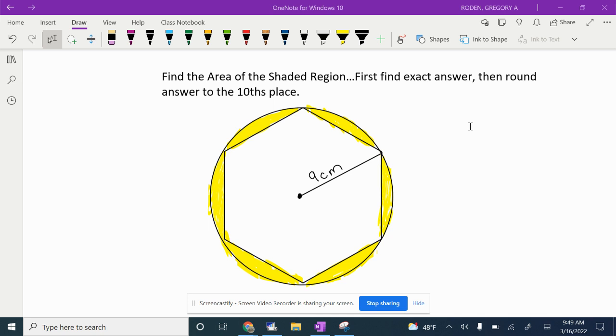X is 4.5. Then we can find the apothem. 360 degrees, and then we want to divide it into 6 equal sections. So it'd be 60 degrees. And then when you put an apothem in it, there's another 60 degrees divided, so that makes it 30 degrees.